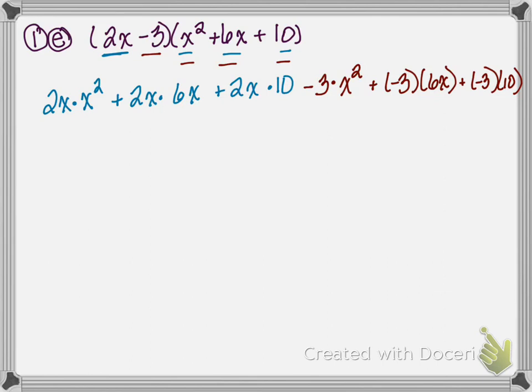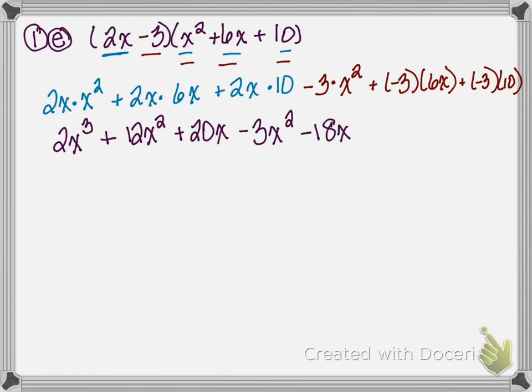So I have 2x times x squared. That's going to give me 2x to the third. Then I have 2x times 6x, which gives me 12x squared. 2x times 10 is going to give me 20x. Negative 3 times x squared is minus 3x squared. Negative 3 times 6x is negative 18x. Negative 3 times 10 is negative 30. Now we're not done yet.